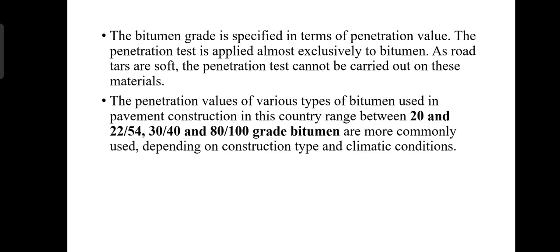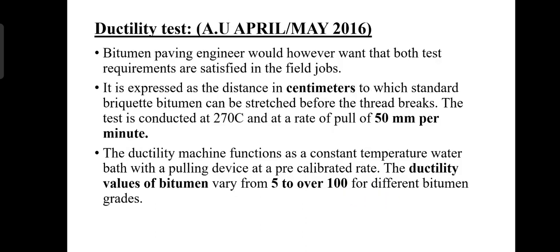and climatic condition. So the next test is the ductility test. The bitumen paving engineer would however want that both the test requirements are satisfied in the field jobs. It is expressed as a distance in centimeters to which the standard briquette of bitumen can be stretched before the thread breaks. The test is conducted at 27 degrees Celsius and at a rate of pull of 50 mm per minute.